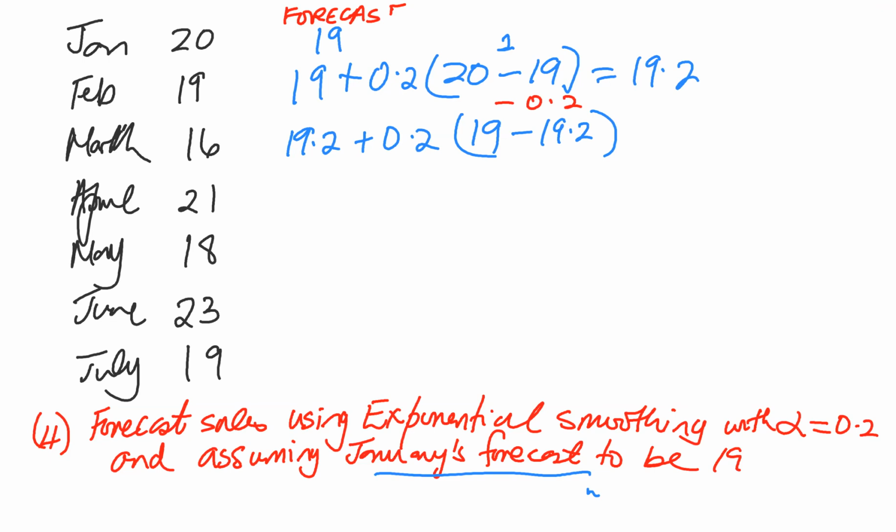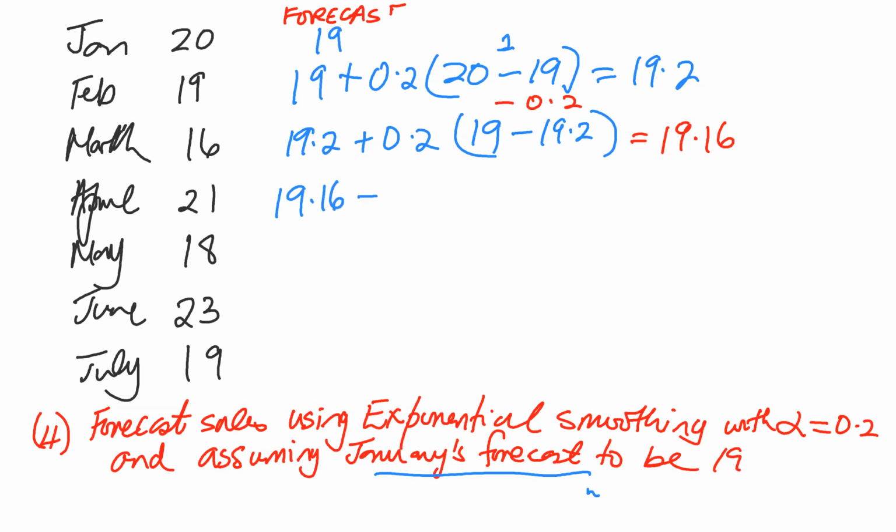So what you're going to have is 19.2 plus negative 0.04. Let me say that again. It's 19.2 plus negative 0.04, which amounts to 19.2 minus 0.04. And that gives you 19.16. Good.